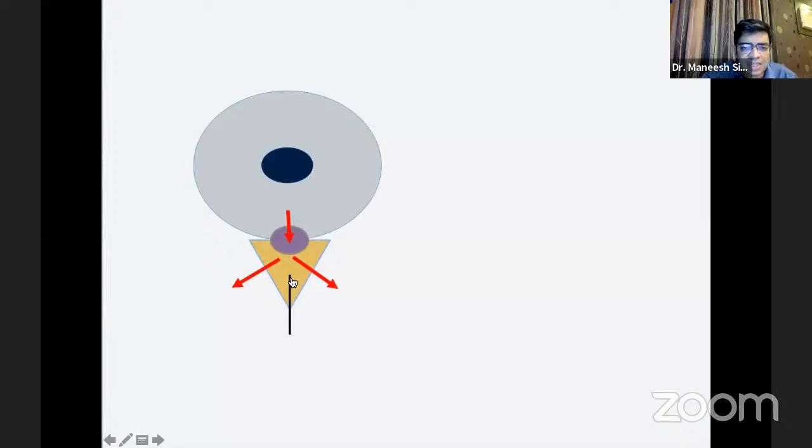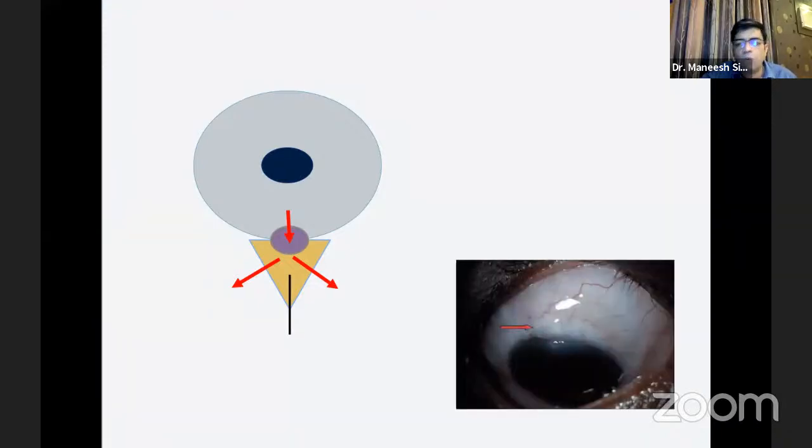And when you put a central suture, and there is a flow of aqueous, generally the aqueous tends to flow more towards the side because centrally you have prevented the flow. So we get more of a diffuse bleb which is more toward the side.